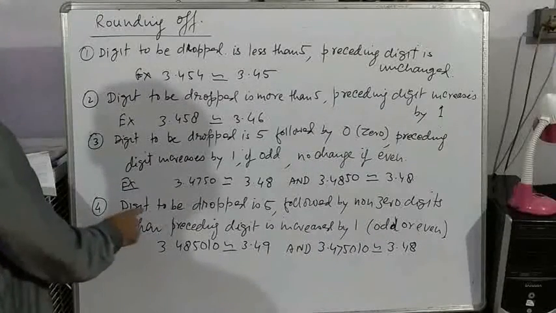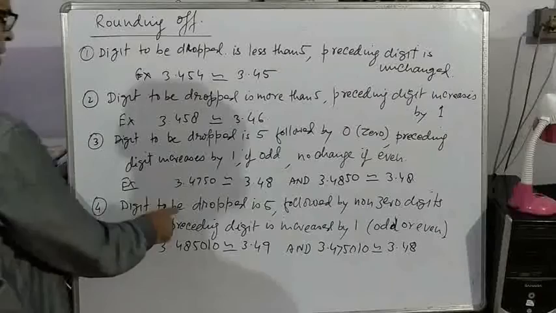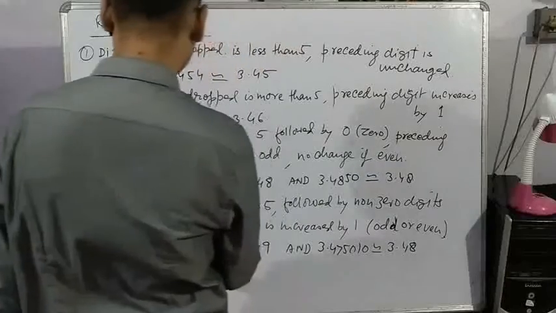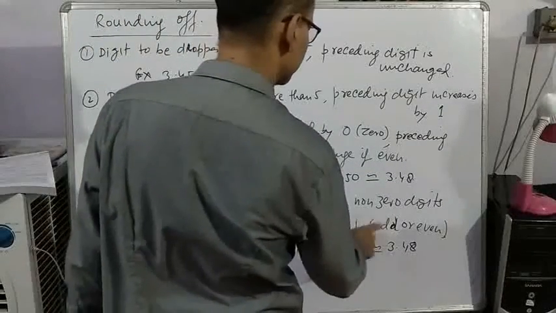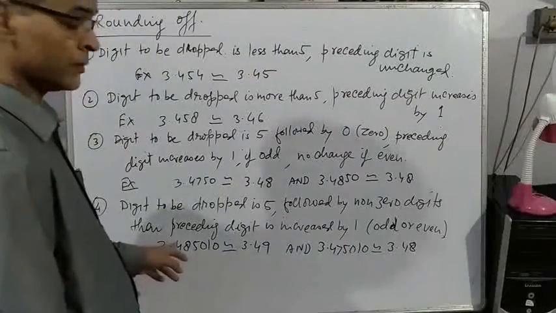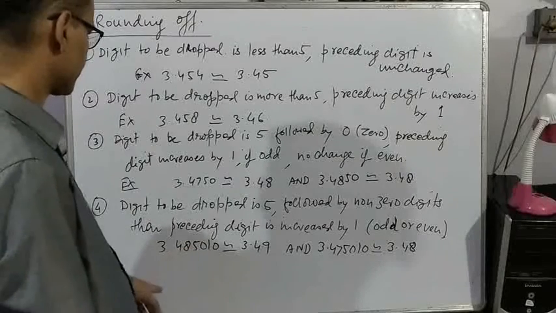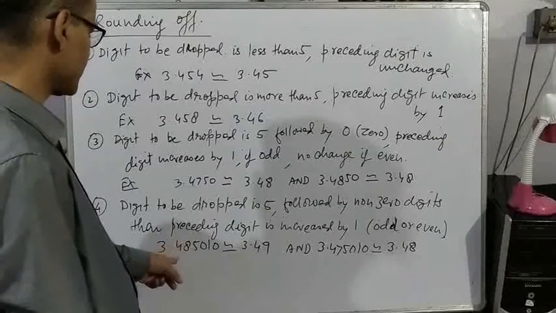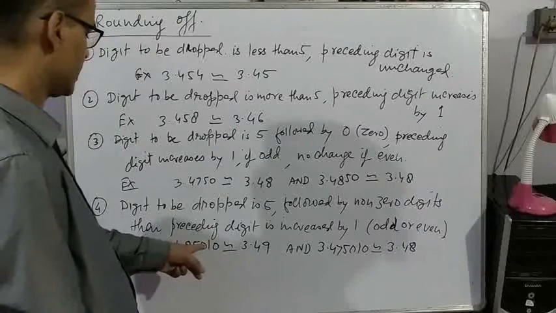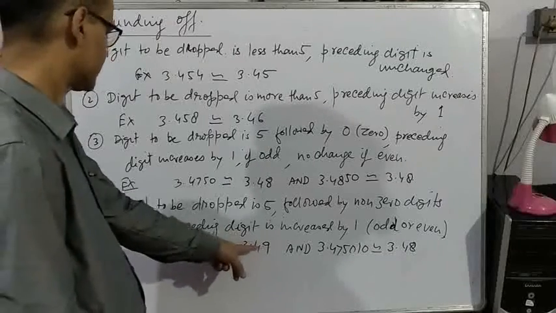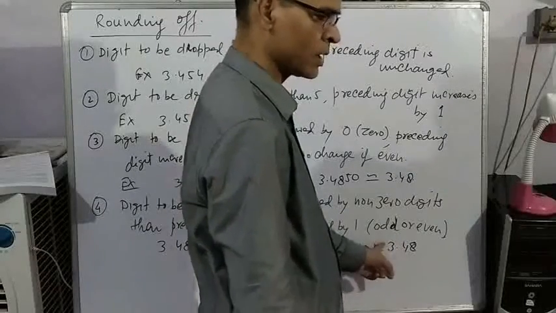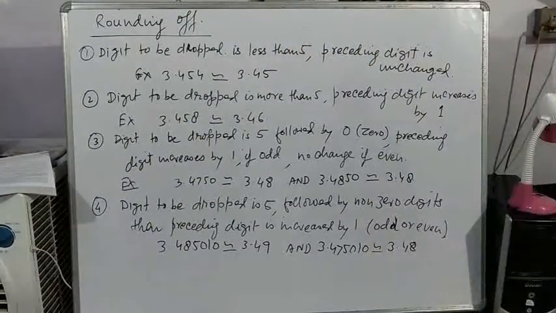Now the last rule is digit to be dropped is 5, followed by non-zero digits. Then preceding digit is increased by 1, whether odd or even. See the example. You have to round off up to 2 decimal places. After 5 we are having non-zero digits. So this 8 will increase by 1, and this 7 will also increase by 1. Here odd or even you will not think.